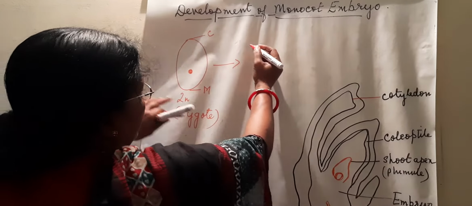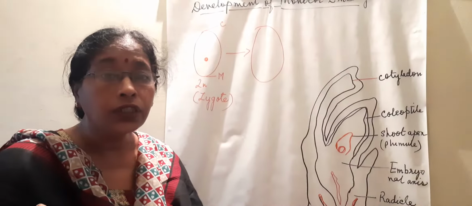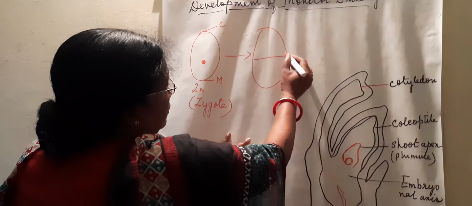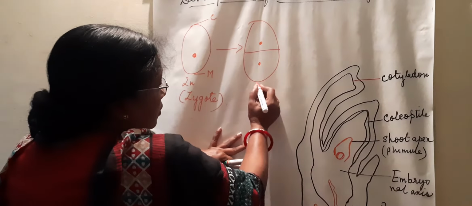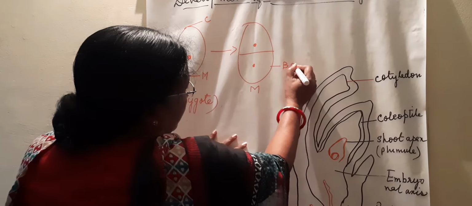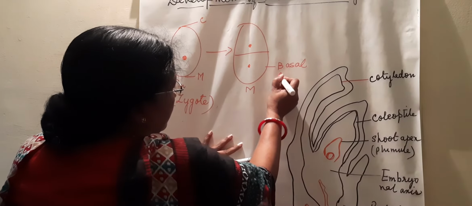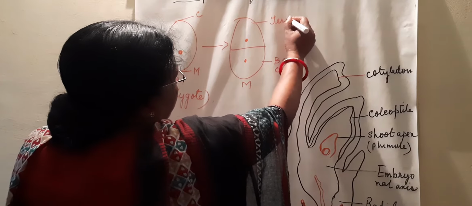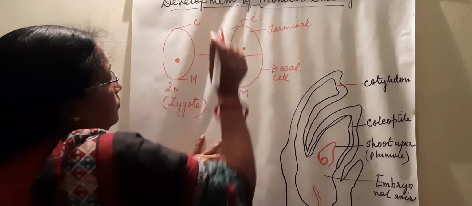In a dicot embryo, the zygote divides mitotically. The division is transverse and it forms two cells. So a transverse division takes place, which is mitotic division. Towards the micropylar end is the basal cell, and this is the terminal cell. This is of course the chalazal end.